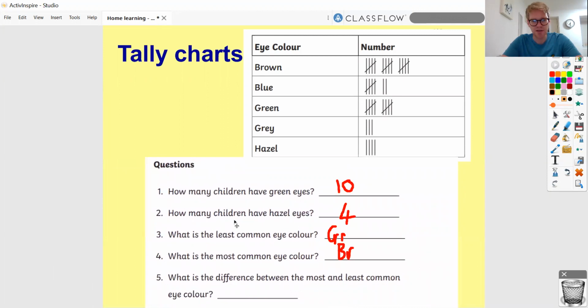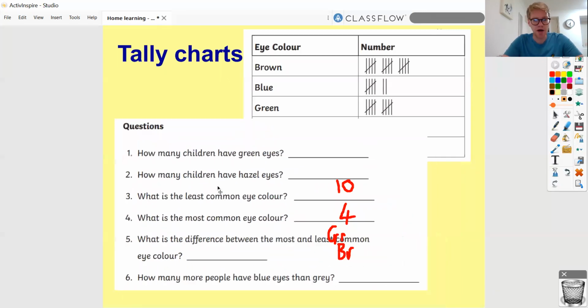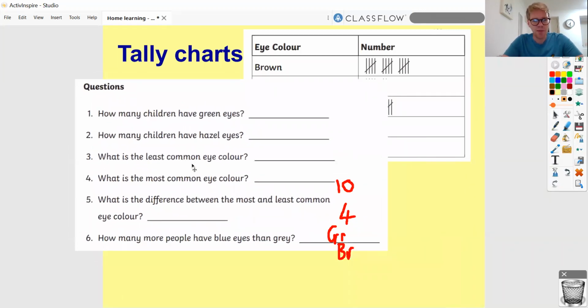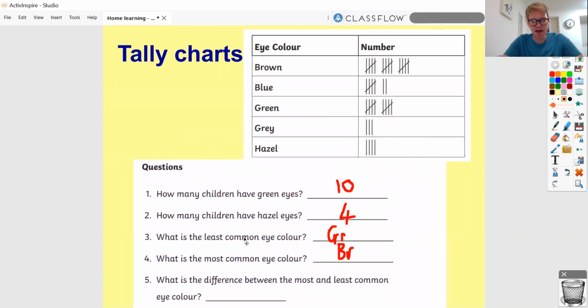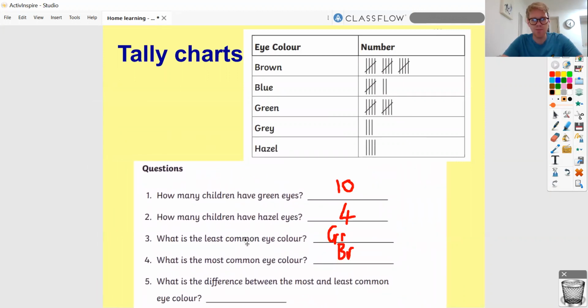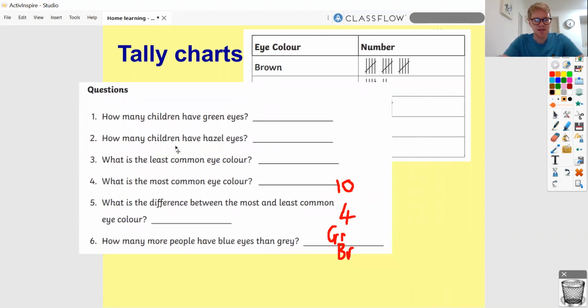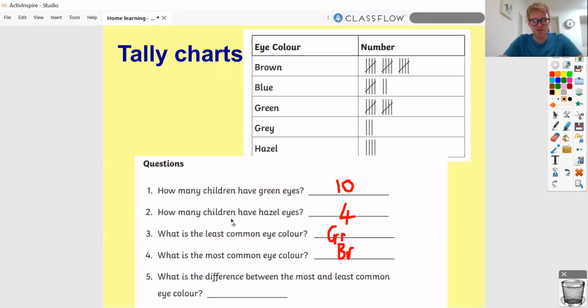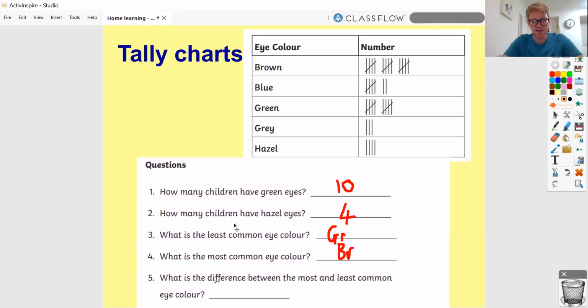Okay, so we've just found out that the most and least common were grey and brown. Well, I can see that brown is 15, grey is 3. So when it's talking about the difference, that's subtraction. We can do 15, take away 3, that's 12. And how many more people have blue eyes than grey? Well, same again. Let's have a look at blue. Blue is 7, grey is 3. So how many more people have blue eyes than grey? 7, take away 3, that's 4.